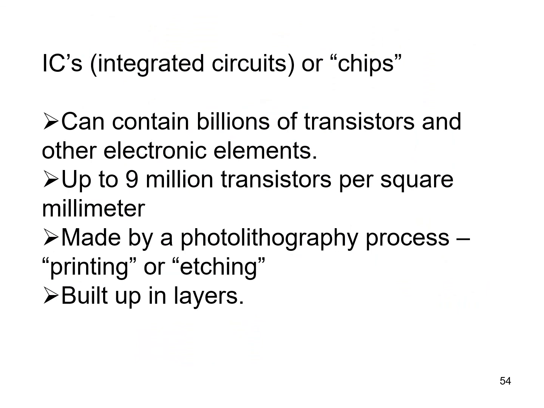So integrated circuits are also called chips. They can contain billions of transistors and other electronic elements. Up to 9 million transistors per square millimeter is possible. Remember, a millimeter is the dark marks on the ruler, maybe the thickness of your nail on your big toe. Now imagine that a square, and you get 9 million transistors in that area.